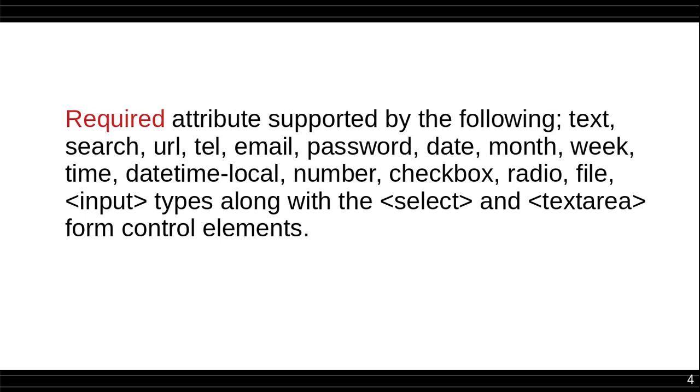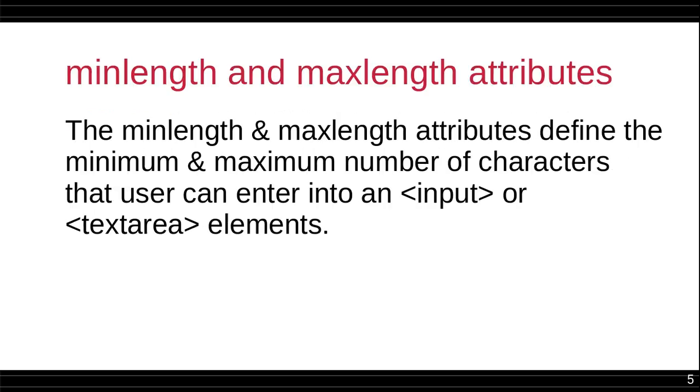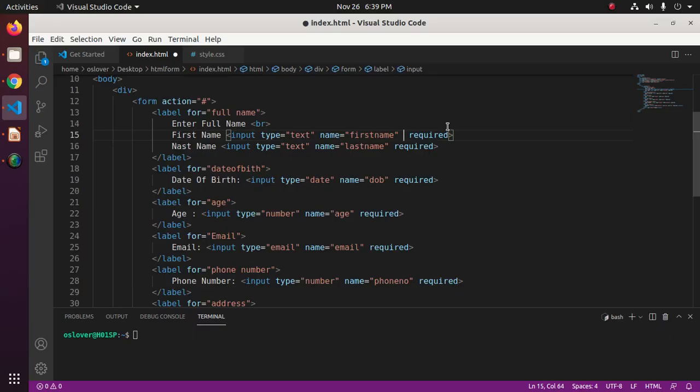The required attribute is supported by the following input types, along with the select and text area form control elements. Now I am going to use the minimum length and maximum length attributes. The minimum length and maximum length attributes define the minimum and maximum number of characters that a user can enter into an input or text area element. Here, set the minimum length attribute of first name to 20 characters.